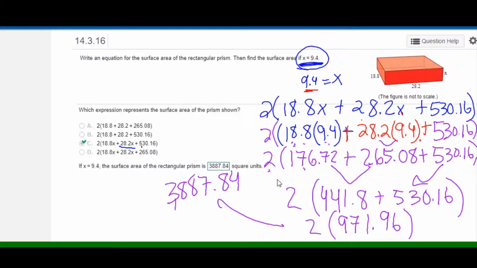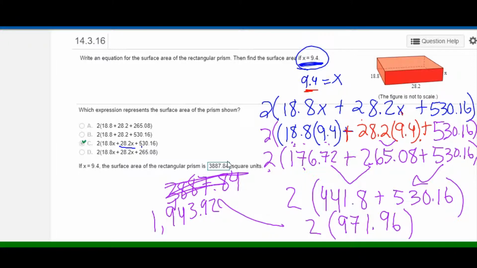I knew that was wrong. 3,800. So when you multiply by 2, you actually don't end up with this value. You end up with 1,943 and 9,200. That answer that I put in is unreasonable. I multiplied by 3. So you have to make sure you put the right numbers in.